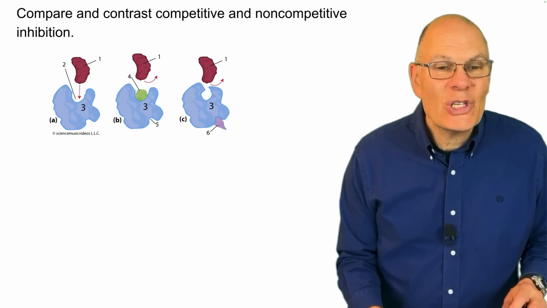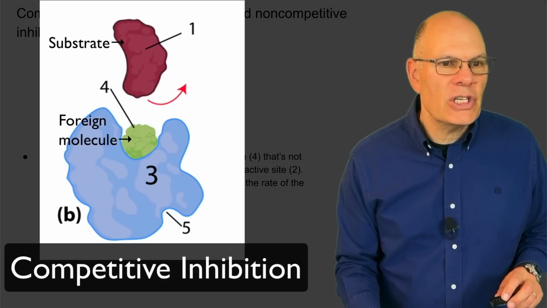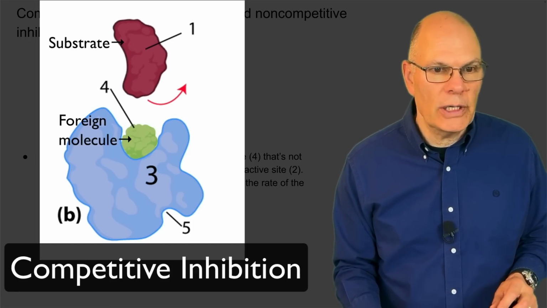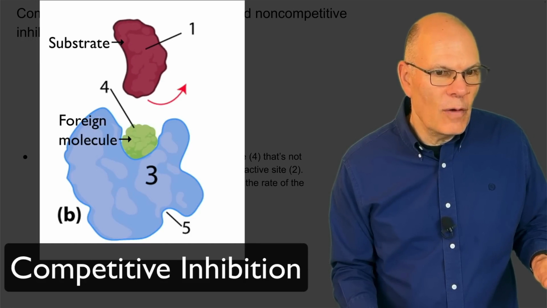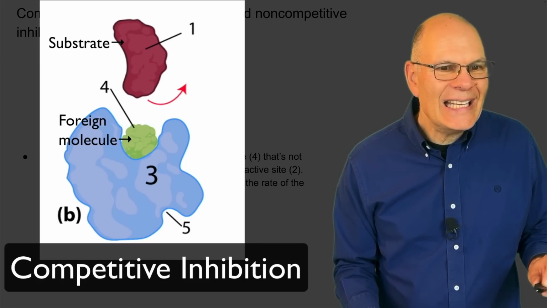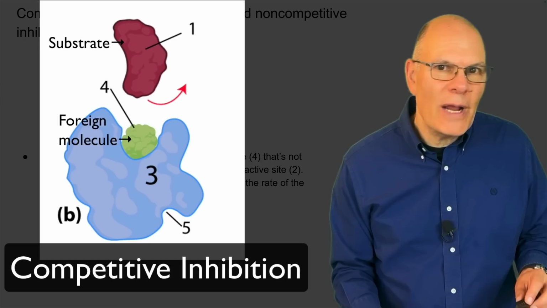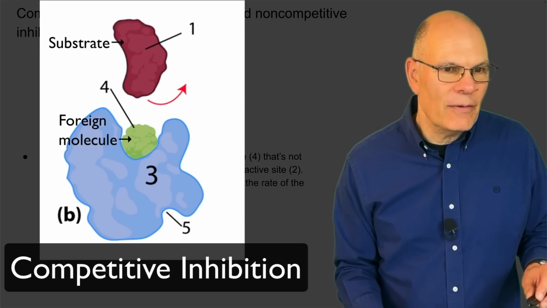Compare and contrast competitive and non-competitive inhibition. In competitive inhibition, a foreign molecule, one that's not part of the cell or the organism, that's not the enzyme substrate, so this is number 4 over here, blocks the enzyme's active site. And that keeps the substrate from binding, here's the substrate, and that inhibits the rate of the reaction. It's inhibiting by competing for the active site.